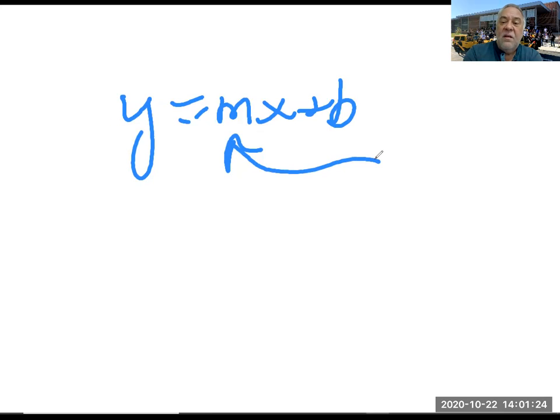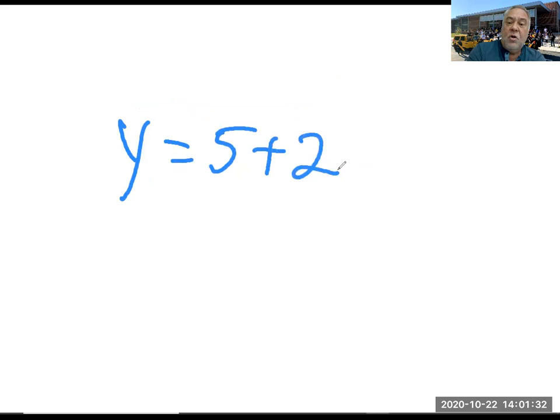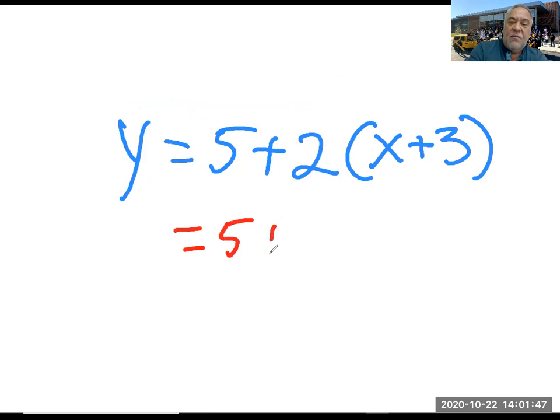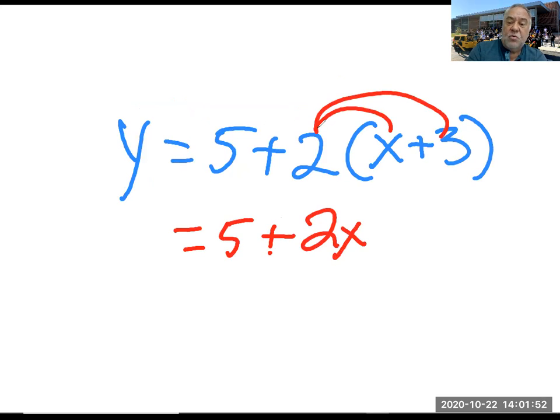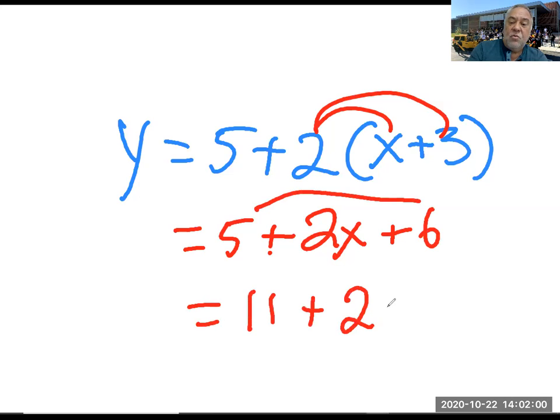So that said, if I gave you the equation y is equal to 5 plus 2 times x plus 3, don't let that throw you off. Just look at what's attached to the x. In this case, you have to distribute and simplify first. So y is equal to 5 plus 2 times x, which is 2x, plus 2 times 3, which is 6. Then you simplify, you can combine those two, equal to 11 plus 2x.